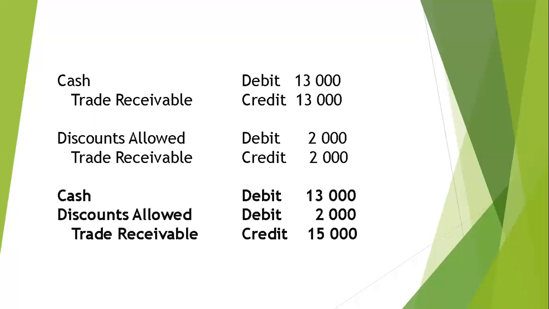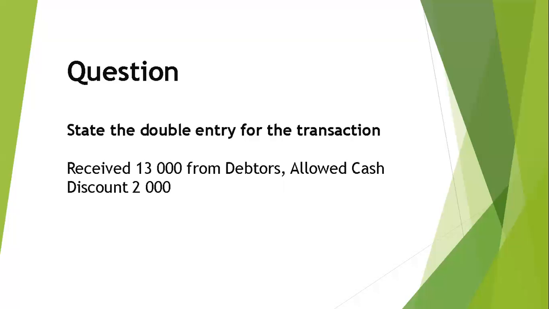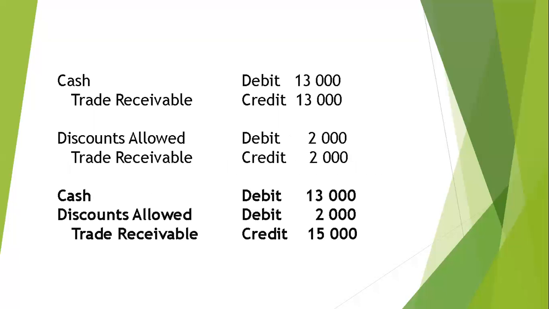As we all know, there are two transactions. One is we are receiving the cash. Cash received $13,000 from debtors. The next transaction is allowed cash discount. So we know when we are receiving the money, the asset is going to increase. Cash is going to increase. At the same time, the trade receivable, the asset is going to decrease.